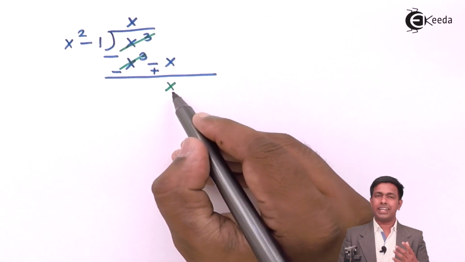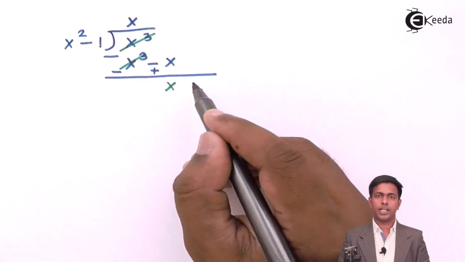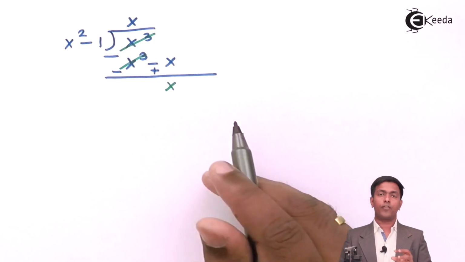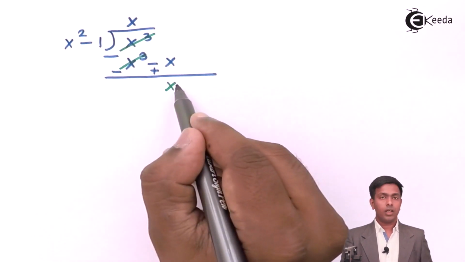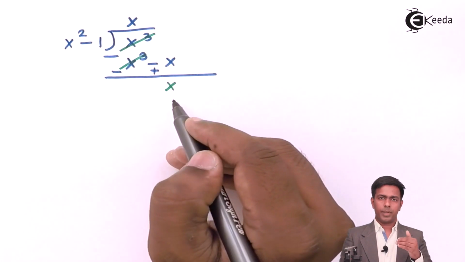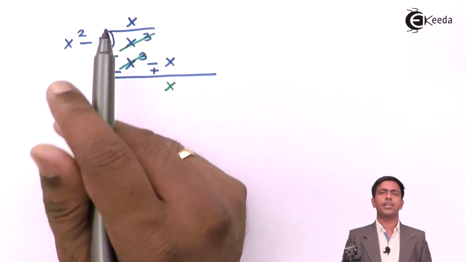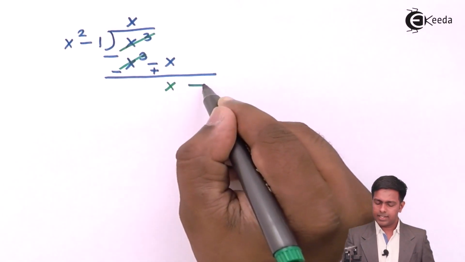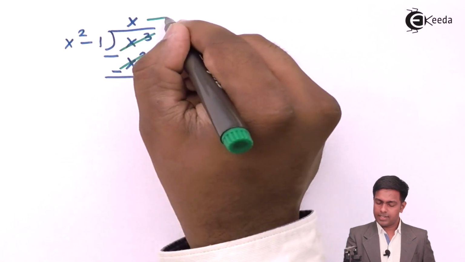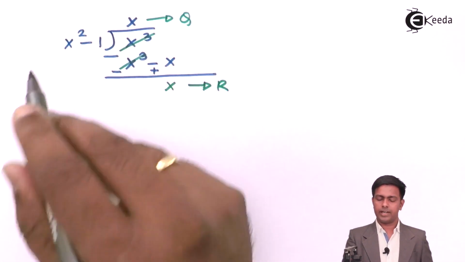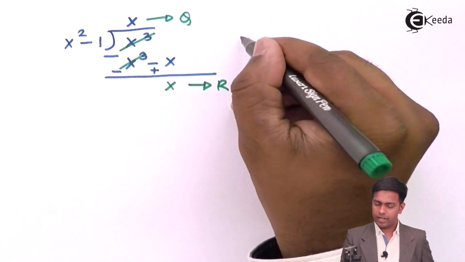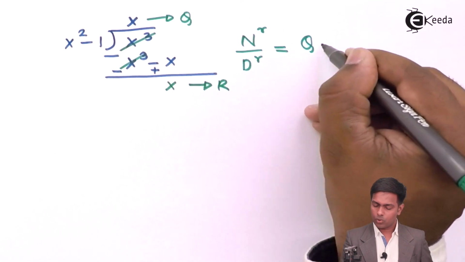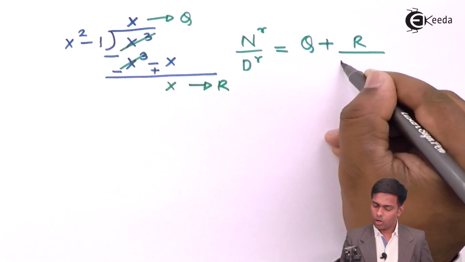Guys, if you observe the degree of this remainder, it is 1 and the degree of divisor is 2. So remember, if the degree of your dividend becomes less than the degree of divisor, then you have to stop the division operation. So here I'll stop the division. This is my remainder, this is my quotient, this is dividend and divisor. And then we will represent our numerator upon denominator function in the form of quotient plus remainder upon divisor.